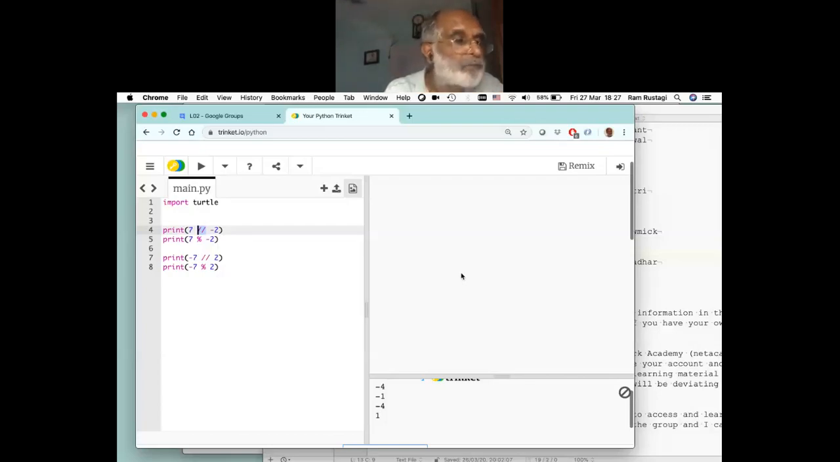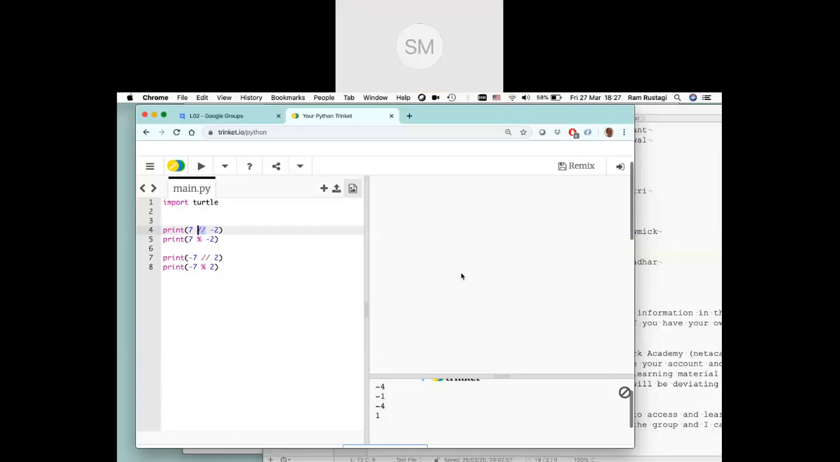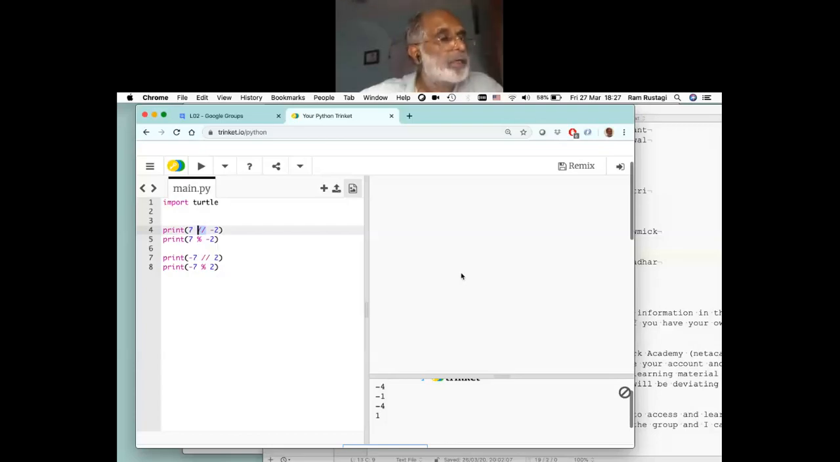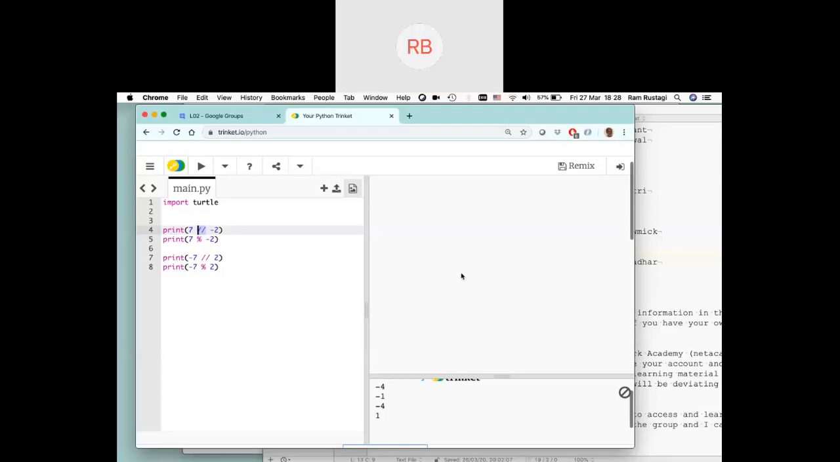So in Python, we basically look at the Euclidean formula, the standard formula that we used to use. Now, if you look at Python, the sign of remainder is taken as the sign of the dividend. So whatever sign the dividend is, that's the sign you'll get. So 7 % -2.